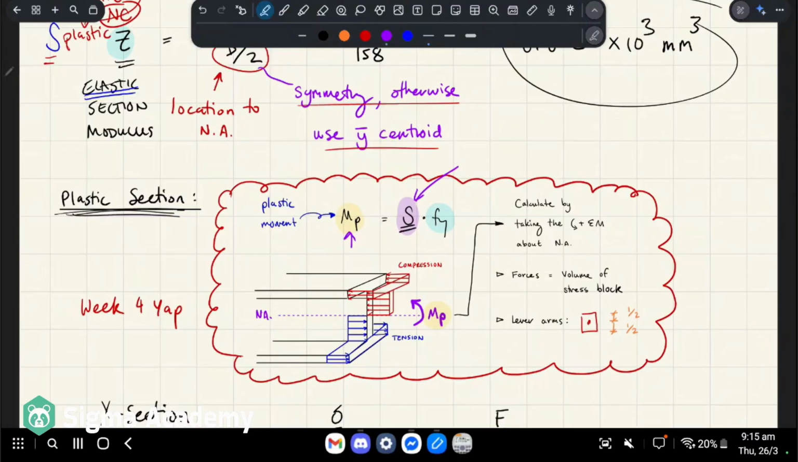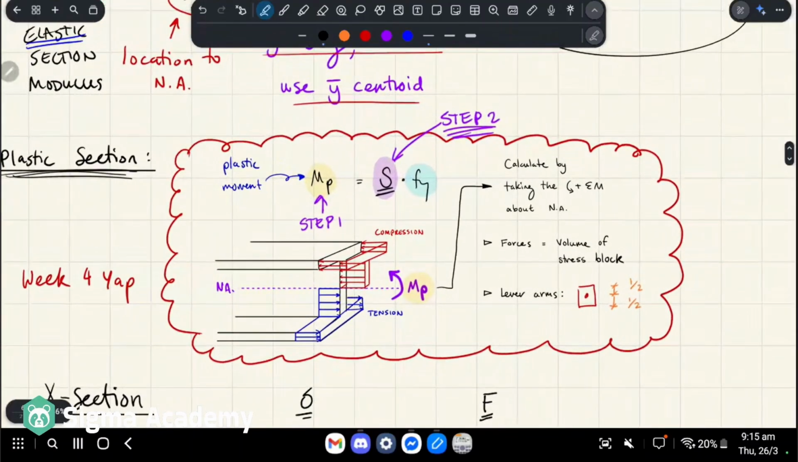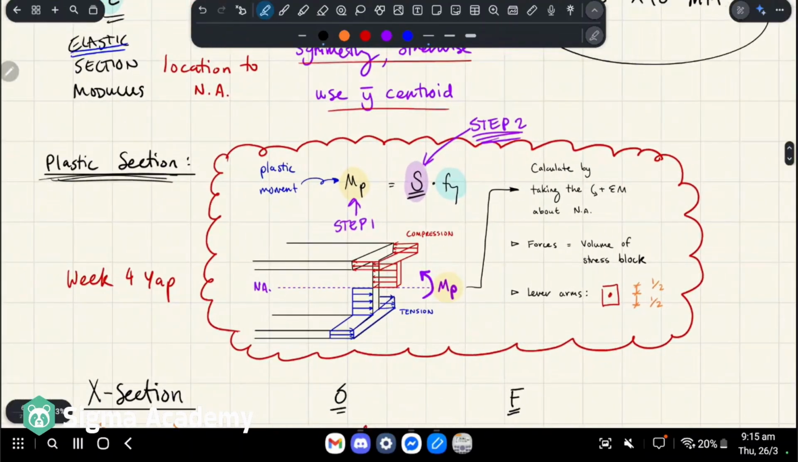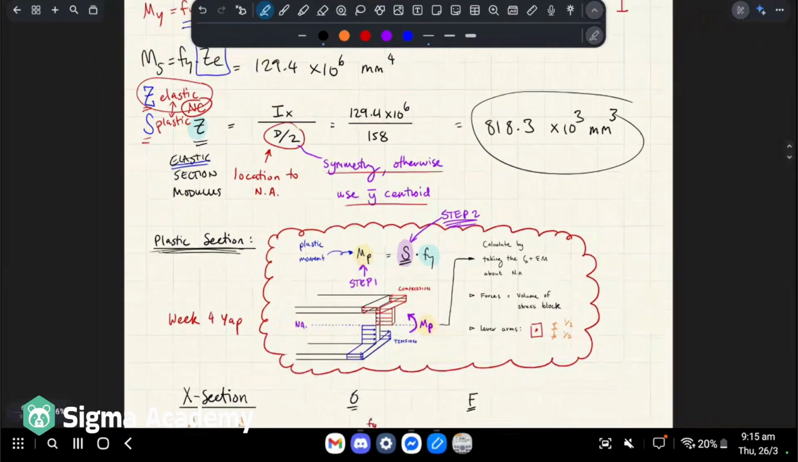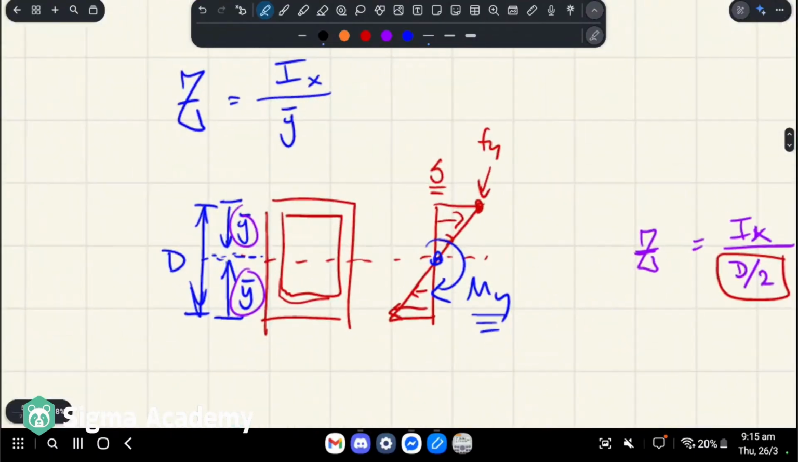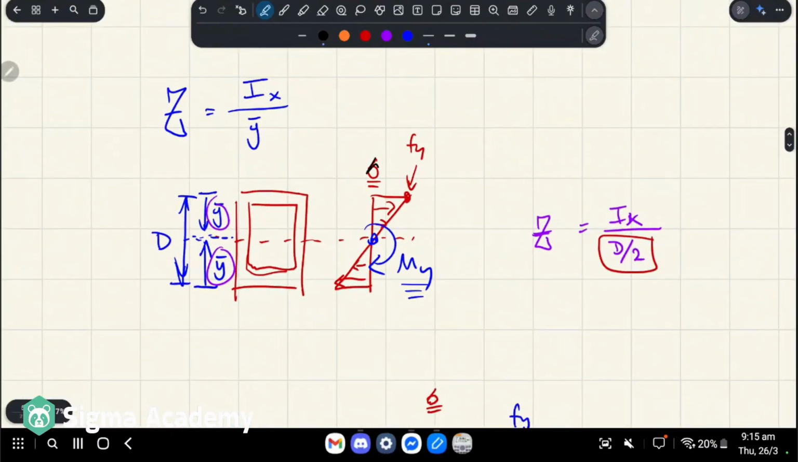We have to find the plastic moment, okay? So we do this, step 1, and then we divide MP by Fy, and we get step 2, which is S, which is what we're actually after. Okay, so there's a little bit of an explanation I included in my week 4 YAP, but I didn't really explain it properly. The idea is now, instead of a stress distribution that looks like this, because this is the case of first yield, we have a stress distribution that looks like this, right?